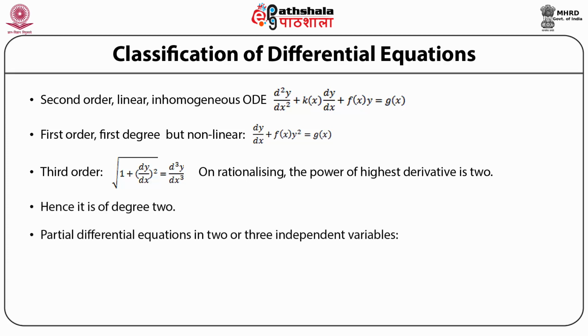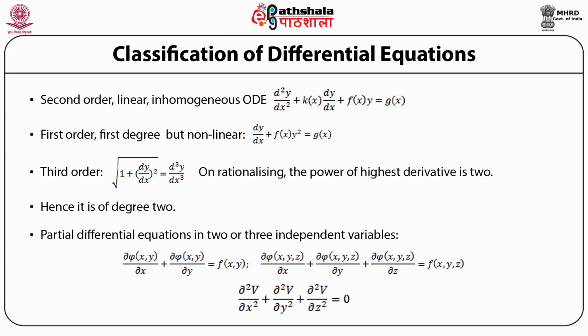The next example is of a partial differential equation in 2 or 3 independent variables. The equation can be written as ∂φ(x,y)/∂x plus ∂φ(x,y)/∂y is equal to f(x,y).